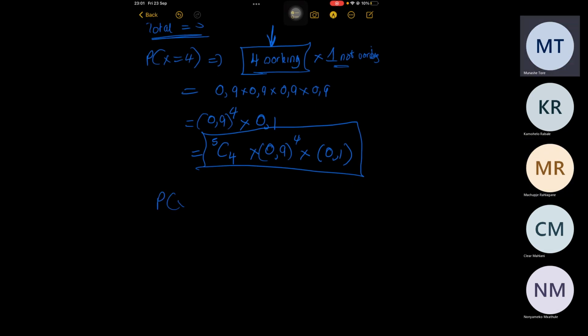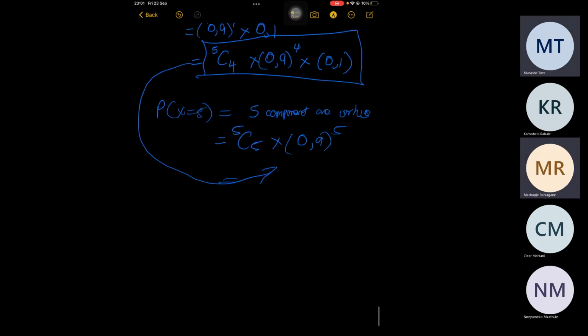Then for the probability of x equal to 5, it's just going to be the same. If x is equal to 5, then it means that 5 components are working, which means that none are not working. So how many components do we have in our sample space? We have 5. Then how many do you want to choose? You want to choose 5. Then what is the probability of all 5 components working? It's going to be 0.9 to the power 5. Then you add these 2 values, and when you add them, I got 0.92.